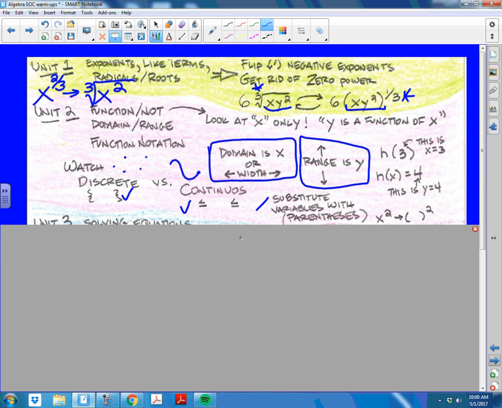Obviously, when you substitute a number in for a variable, use parentheses. So like x squared is really like open parentheses, close parentheses, squared.